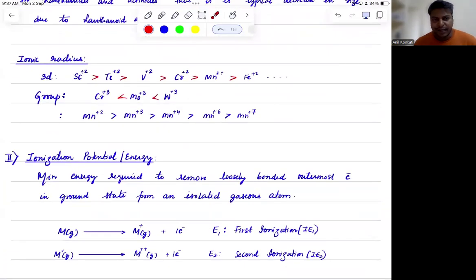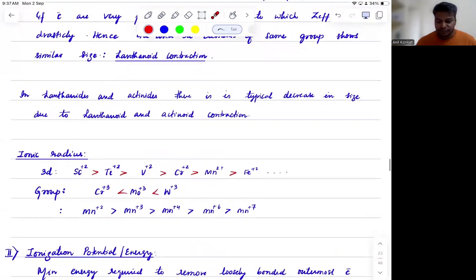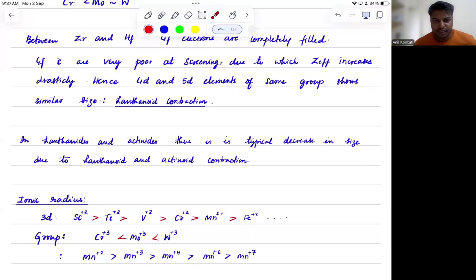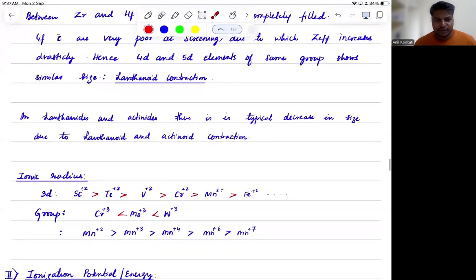So the general ionic trend is always linear, guys. That means from scandium towards zinc, it is linearly decreasing, and down a group, it is linearly increasing: chromium, molybdenum, and tungsten. For manganese, based upon the oxidation state, from +2 towards +7, the size will decrease. So I guess all of you understood and got an idea about how the ionic radii vary.